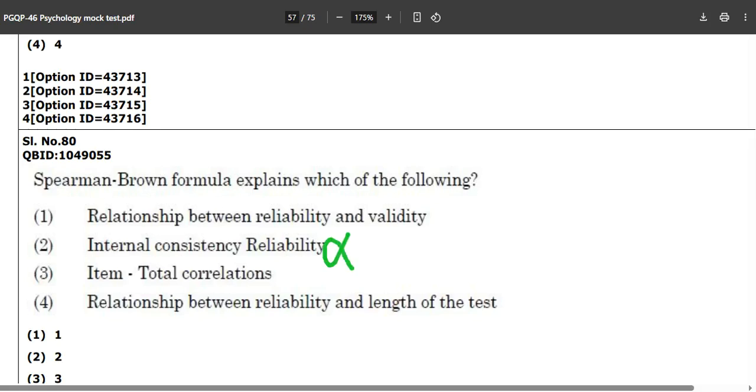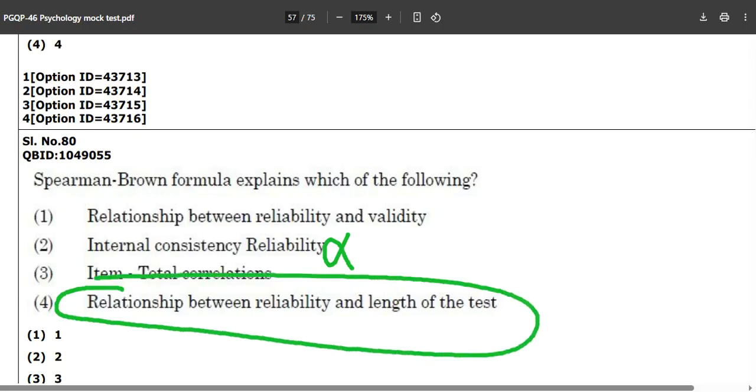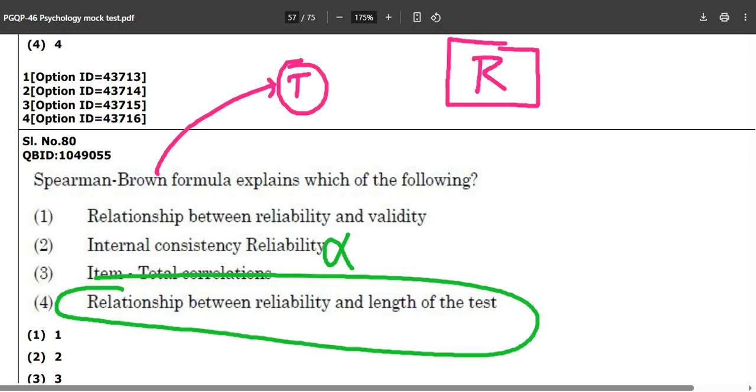Why option number second is the incorrect answer and option number 4 is the correct answer, we are going to find out right now. The question is asking you about the Spearman-Brown formula from your psychological testing, under the heading of reliability. Now, relationship between reliability and validity. No, it has nothing to do with the validity over here. Internal consistency reliability. Yes, it is correct.